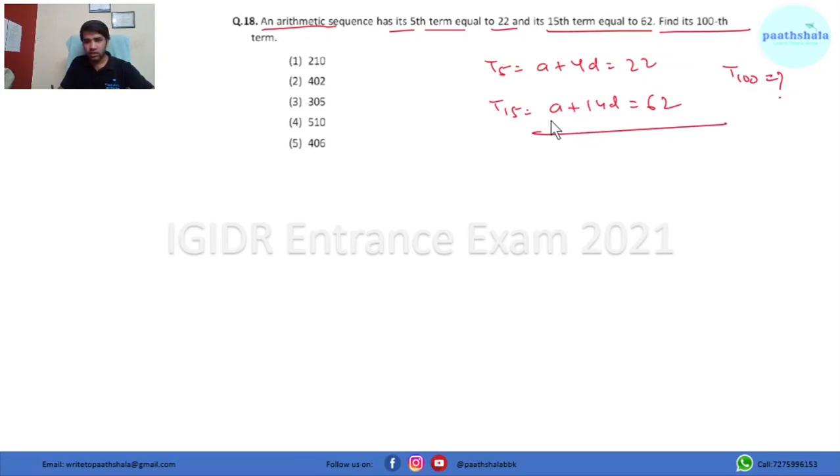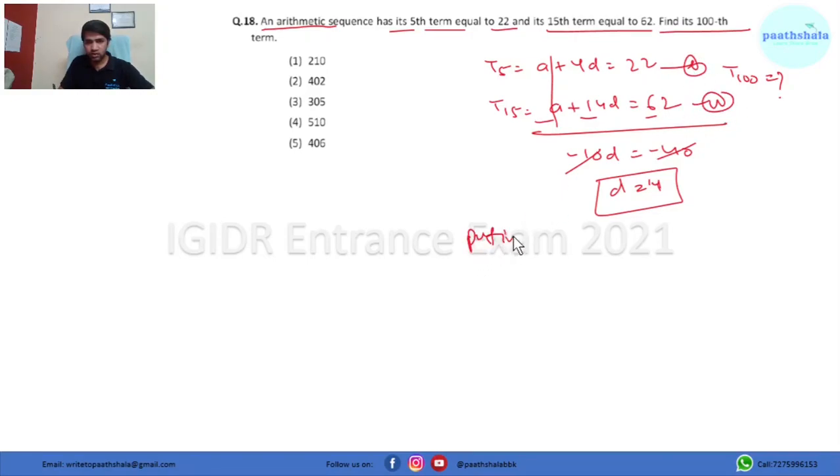So let's find a and d by eliminating a. Let's subtract these two equations. So we will get 4d minus 14d, which is minus 10d, and here 22 minus 62 is minus 40. So d is coming out to be 4. Now considering this as equation 1 and this as 2, put the value of d in equation 1. So we will get a equals 22 minus 4 into 4. So this will be 22 minus 16, and a is coming out to be 6.